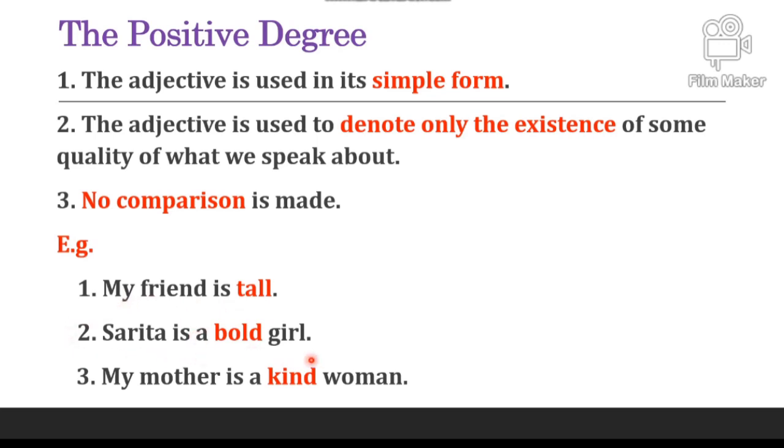Sarita is a bold girl. Bold is used only to tell something about Sarita. My mother is a kind woman. Here, kind is an adjective which is used to tell about mother.